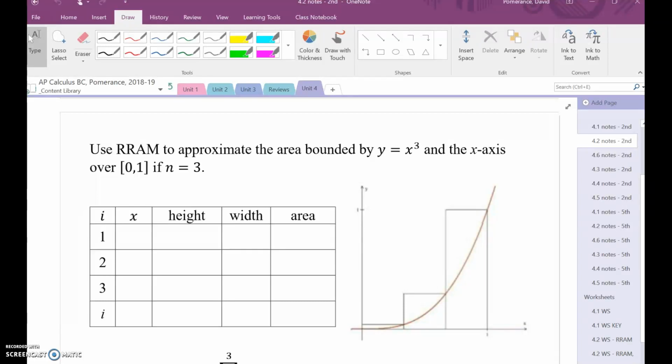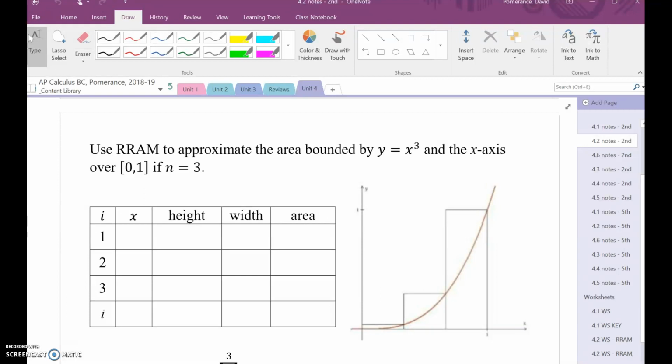So let's go back to our area problem. We're going to use RRAM for the duration of these notes. Not because RRAM is the only correct way to do this, but it's the easiest way to do this. We could also use LRAM or MRAM, but the algebra gets a little bit messier, so we'll just stick with RRAM. So we have the function x cubed this time.